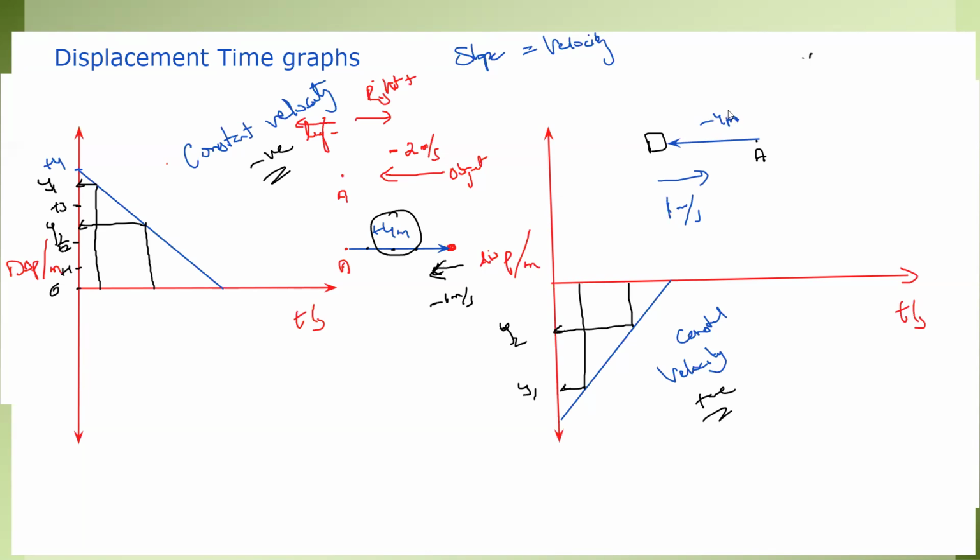So these are the graphs which show that the object is moving at a constant velocity. Velocity might be positive or negative depending on the direction of the motion. Is this example clear?